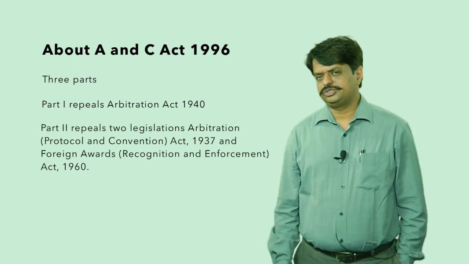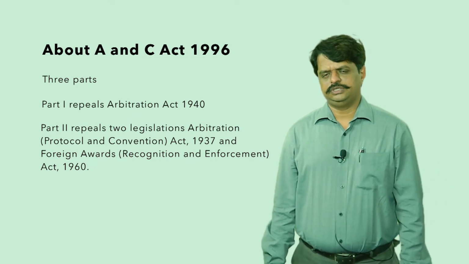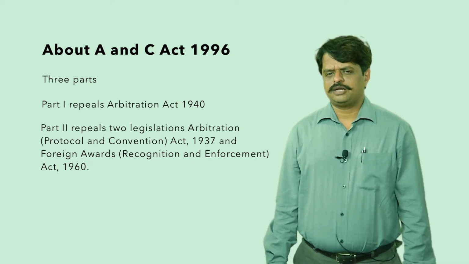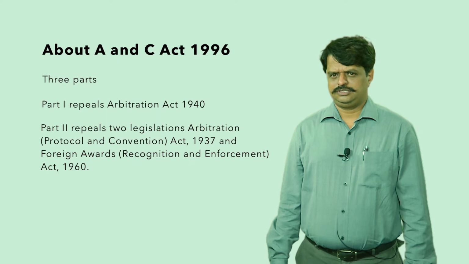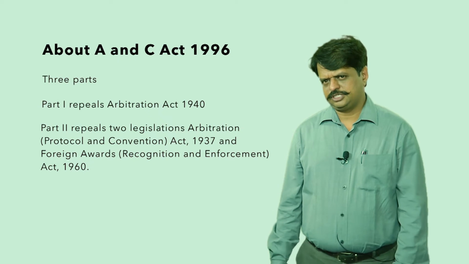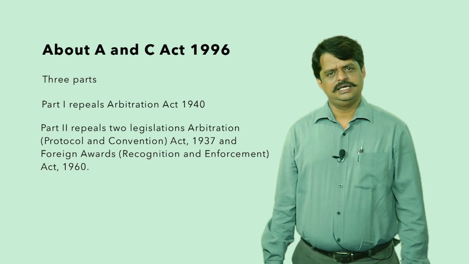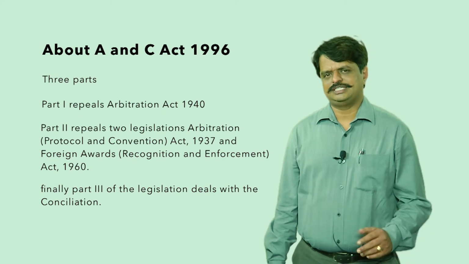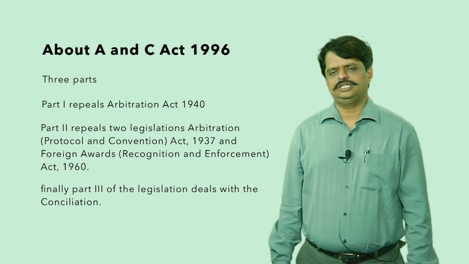Part 2 repealed two legislations which were a result of two conventions of the United Nations and one convention of the League of Nations, that is, the Arbitration Protocol and Convention Act 1937, and the second one, the Foreign Awards Recognition and Enforcement Act 1960. Both these legislations were repealed by the Arbitration and Conciliation Act 1996. Then there is part 3. This part 3, which I am going to discuss, is about conciliation.